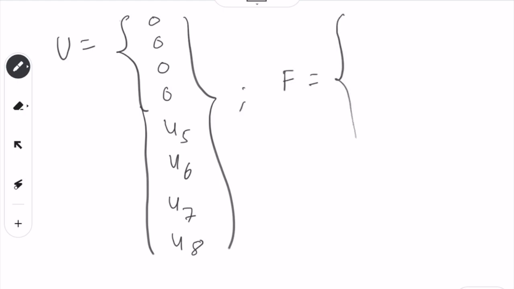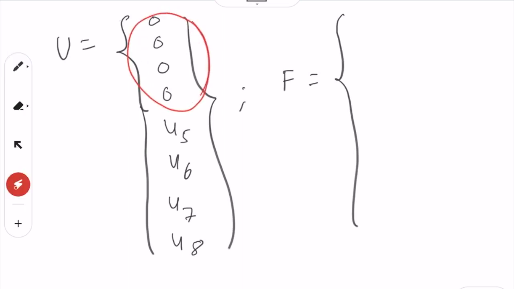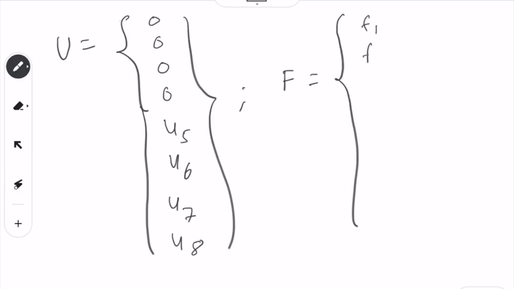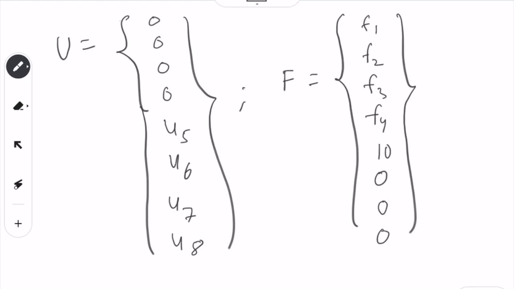is equal to, where the displacements are constrained at points A, B or node 1 and 2, their forces we don't know. So we will write F1, F2, F3, F4. F5 is equal to 10 Newton is given, F6 is 0, F7 is 0, F8 is 0. So we have these forces. Okay, all are in Newton.